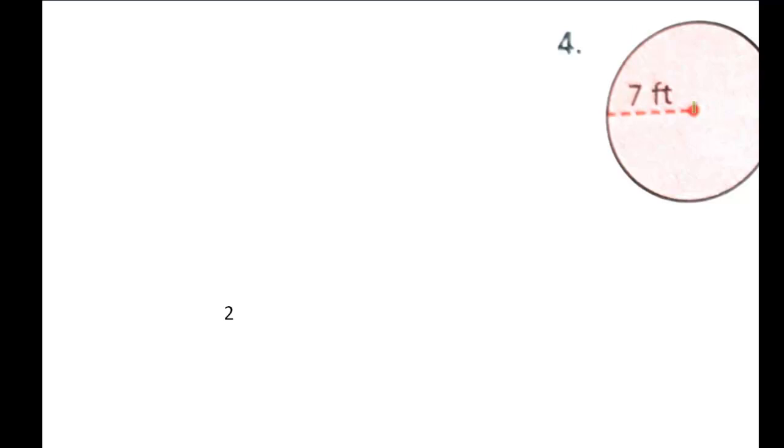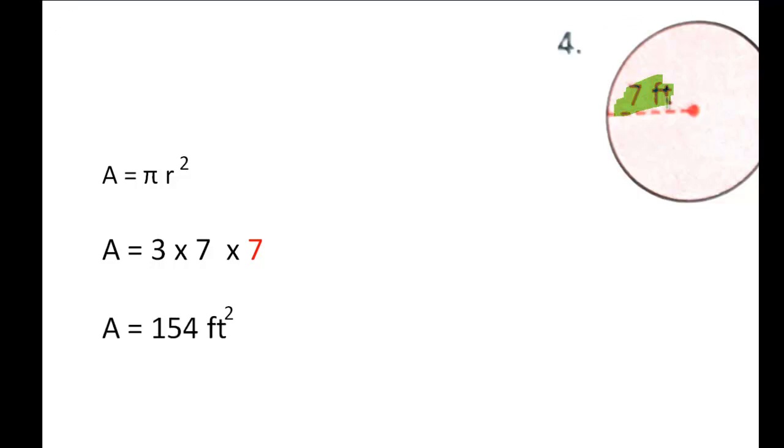Next question, question 4. We have a circle with r 7 feet. What is our rule again? Area of circle equals pi r square. So let's take out pi and put 3. Take r and put 7. 7 square means 7 multiplies 7. So A will equal 154 feet square. That is 3 multiplies 7 multiplies 7. Okay? Next question.